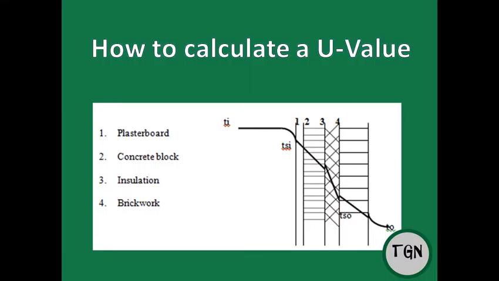How to calculate a U-value? We will carry out an example calculation to calculate a U-value for a multi-layered wall. Typical wall constructions are rarely of a single layer and are likely to be a number of layers of different materials. This image shows a wall made up from 4 layers: plasterboard, concrete block, insulation and brickwork.